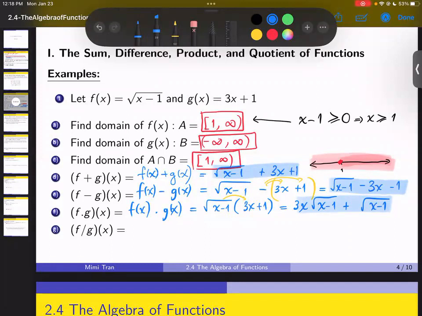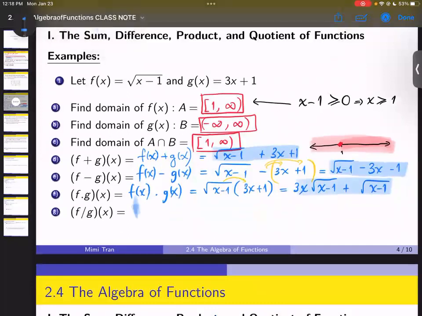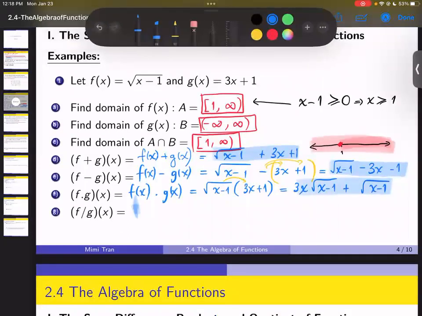Last one. F of x divided by g of x. That means square root of x minus 1 divided by 3x plus 1. There's nothing we can simplify, but there's something else we can do. What else do you think we should do?